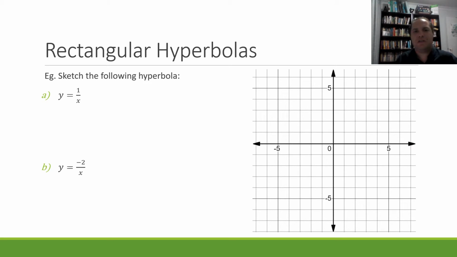Alright, so now let's sketch the following hyperbola. Our first one is just the simple one, y equals 1 over x. So first of all, our asymptotes are x equals 0 and y equals 0. So x can't equal 0 and y cannot equal 0.